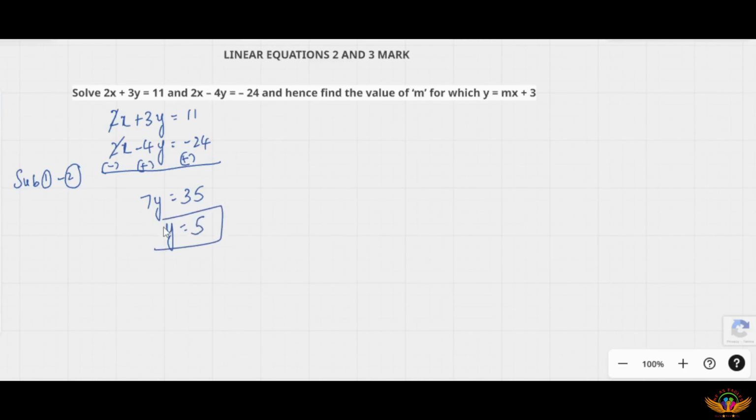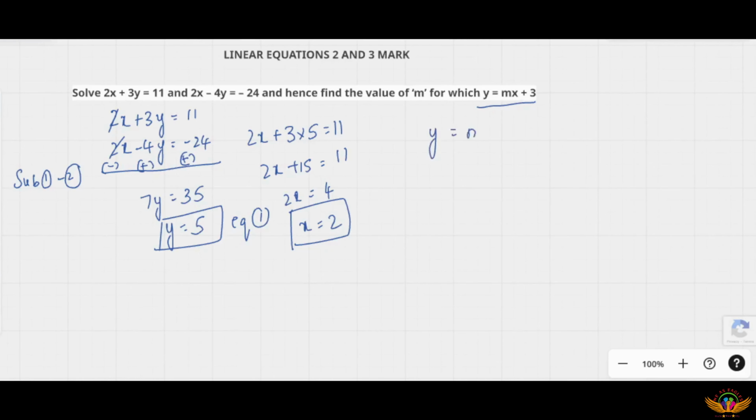So we got the y value directly as 5 and substitute this in equation number 1. So 2x plus 3 into 5 is equal to 11. 2x plus 15 is equal to 11 and 2x is equal to minus 4 and x is equal to minus 2. So x value and y value we got as minus 2 and 5. Now we know x and y values. Now they told to find the value of m for the equation y is equal to mx plus 3. y value is 5.